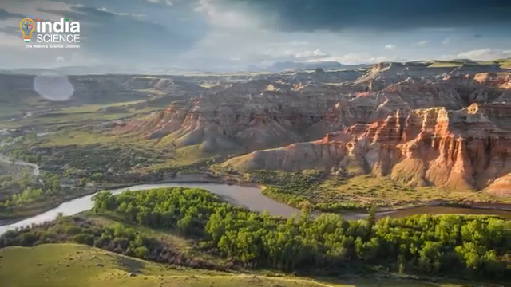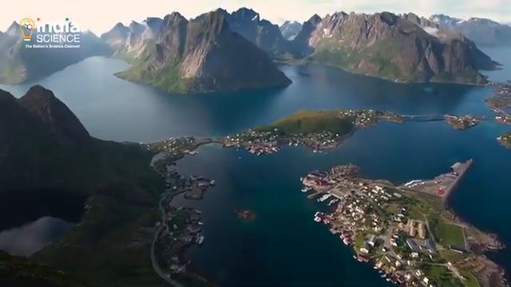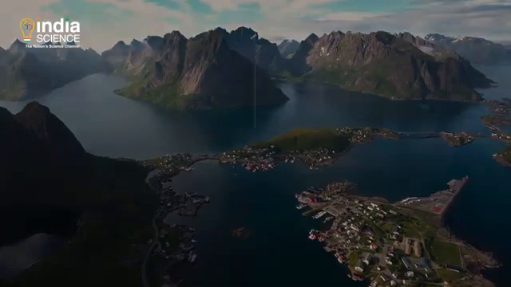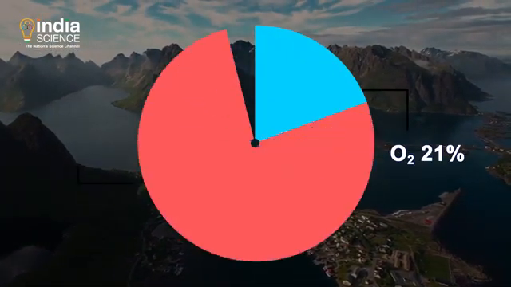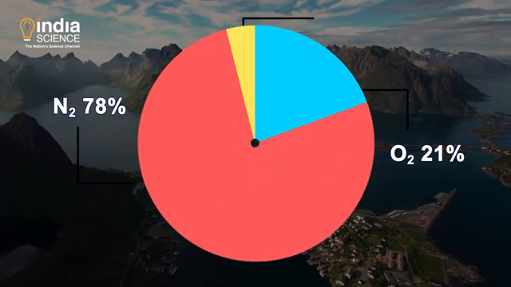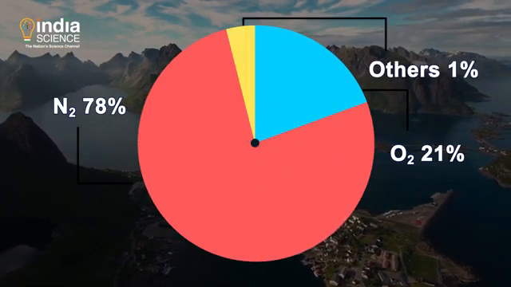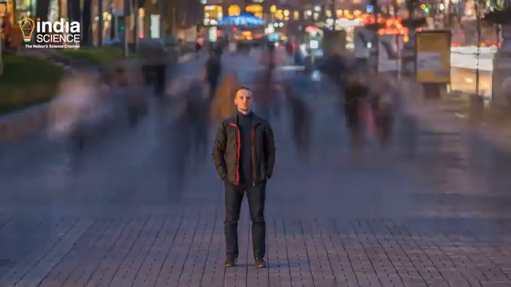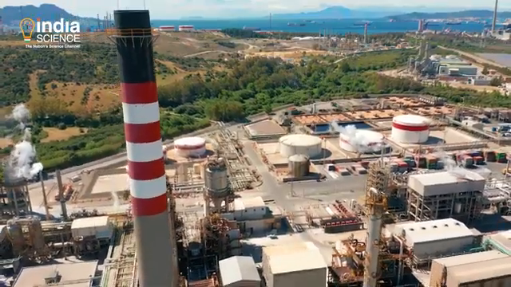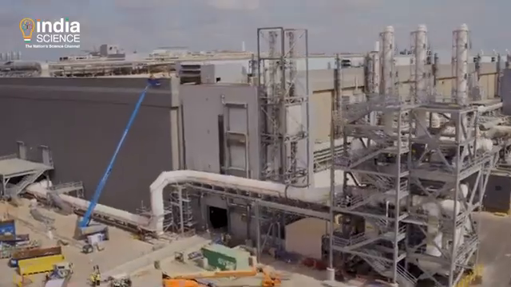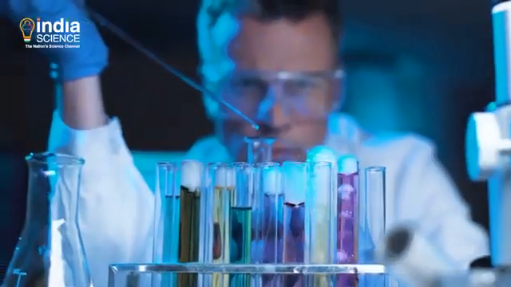In its most common form, oxygen is a colorless gas found in air and makes up 21% of our atmosphere. 78% is nitrogen and the remaining 1% is other gases. Oxygen is a lifeline of humans and animals. But this life-sustaining gas is also used in many industrial and scientific applications.